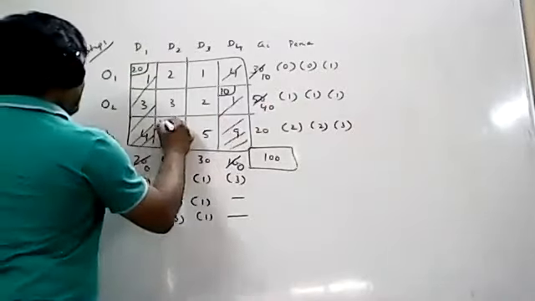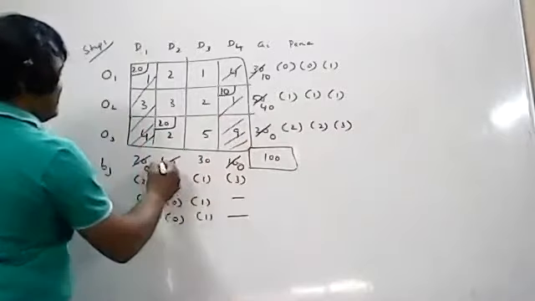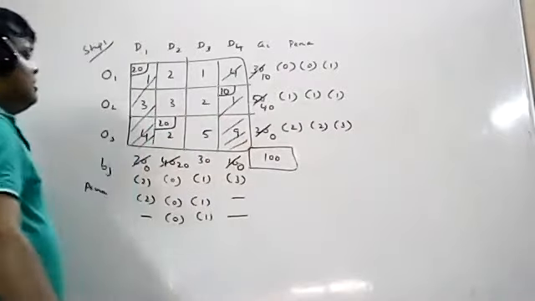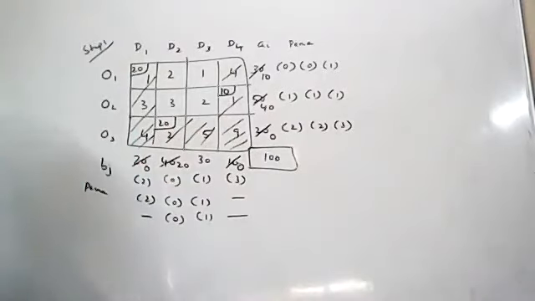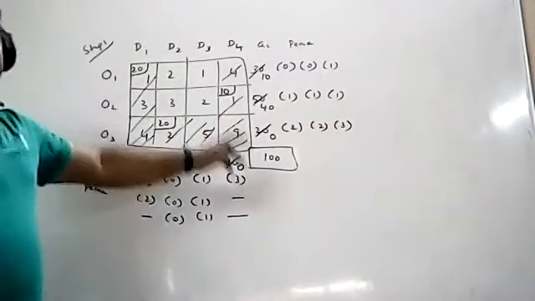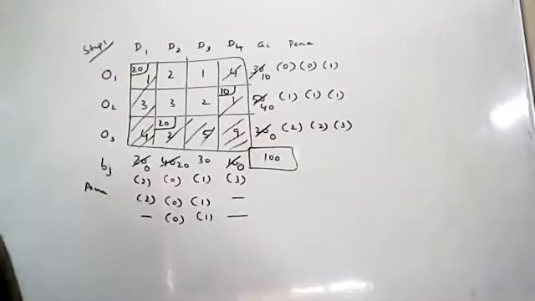20, 40. 20 is the minimum value. 20 is allocated, so 20 minus 20 is 0. Now 0 is there, row side. Cross the entire row. Again, 2 rows and 2 columns. You have to repeat the procedure until you get a single row or single column.